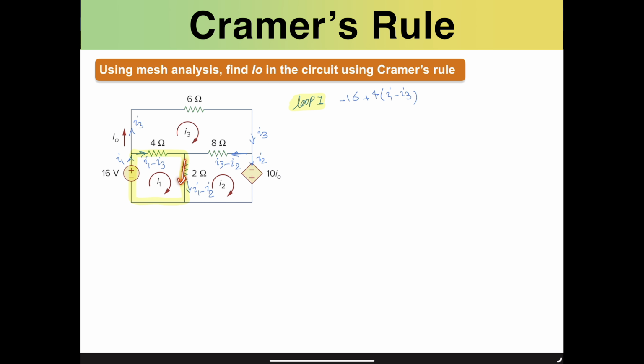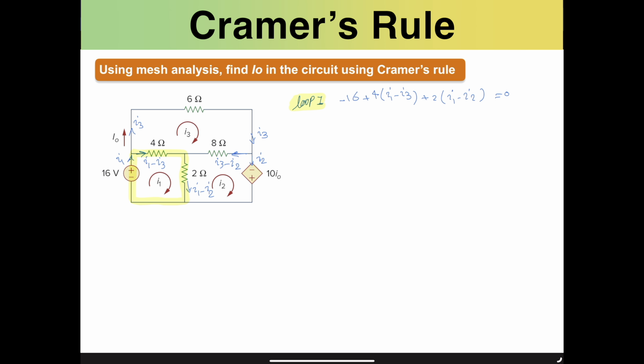Then moving downwards through this 2 ohms, the current is in the direction of the flow, our movement. So 2 ohms times I1 minus I2 is the voltage drop across that. It would be 2 times I1 minus I2. Now that we have reached our reference point, we can conclude this loop to be 0.